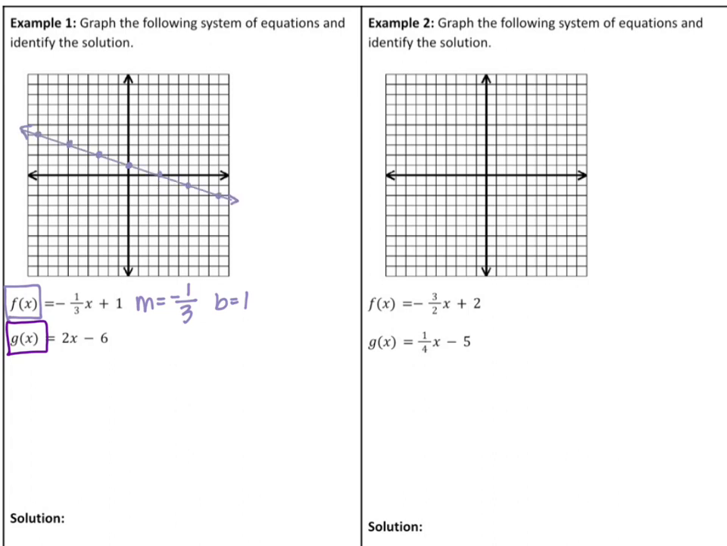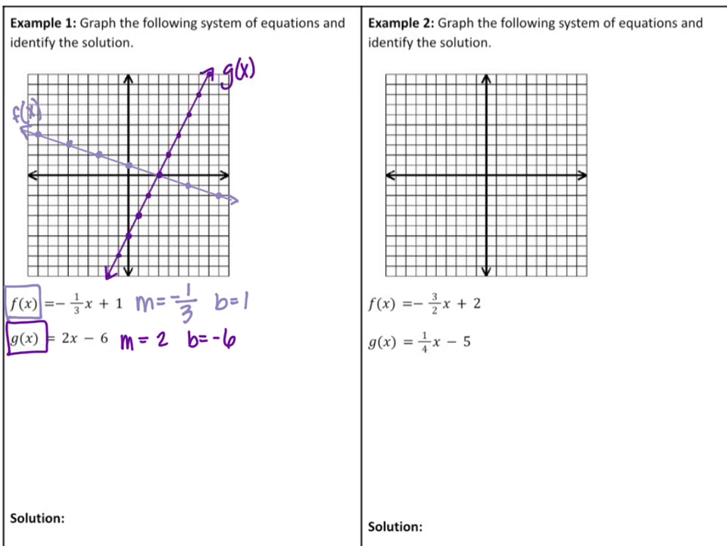So there we have our first one, and you might have noticed I think I made a mistake when I was plotting that point. I should have gone just down 1. I think I went down 2, but I fixed it. Okay, I went either up 1 and to the left 3 or down 1 to the right 3, and I've labeled it f of x. Now I need to do my second line, g of x, which has a slope of 2 and a y-intercept, a b value of negative 6. So I'm going to start by plotting my y-intercept and then using my slope of positive 2 to draw my second line.